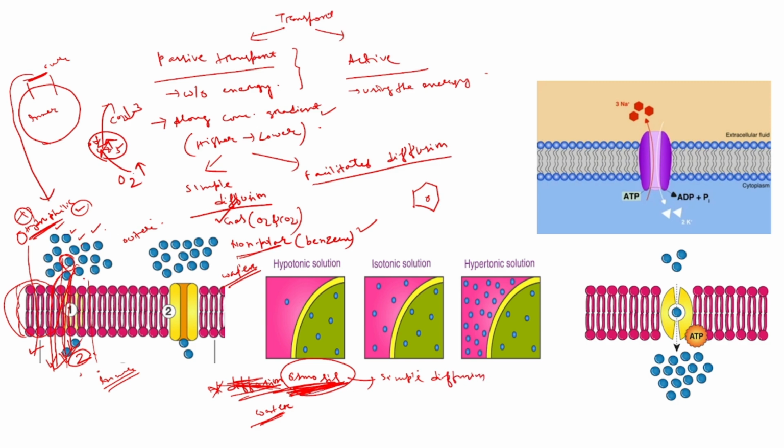Okay, so this is simple diffusion. That means it always moves from the higher to lower concentration, or along the concentration gradient. Because it transports from the higher to lower concentration, it does not need any energy.